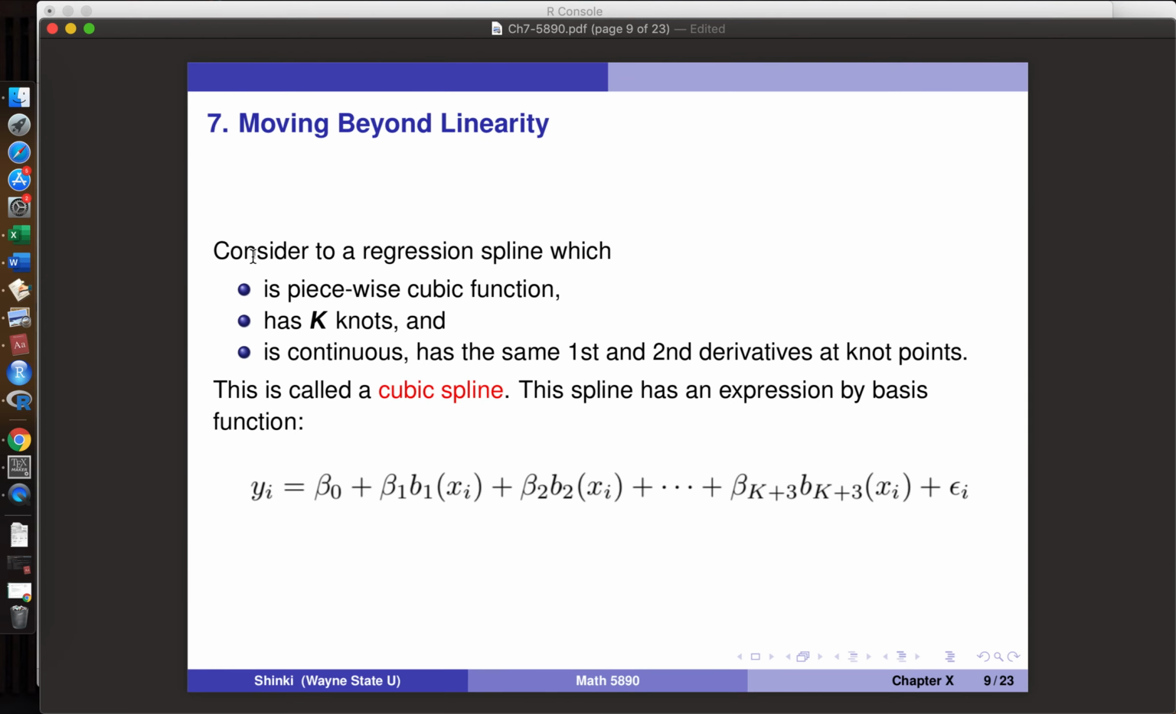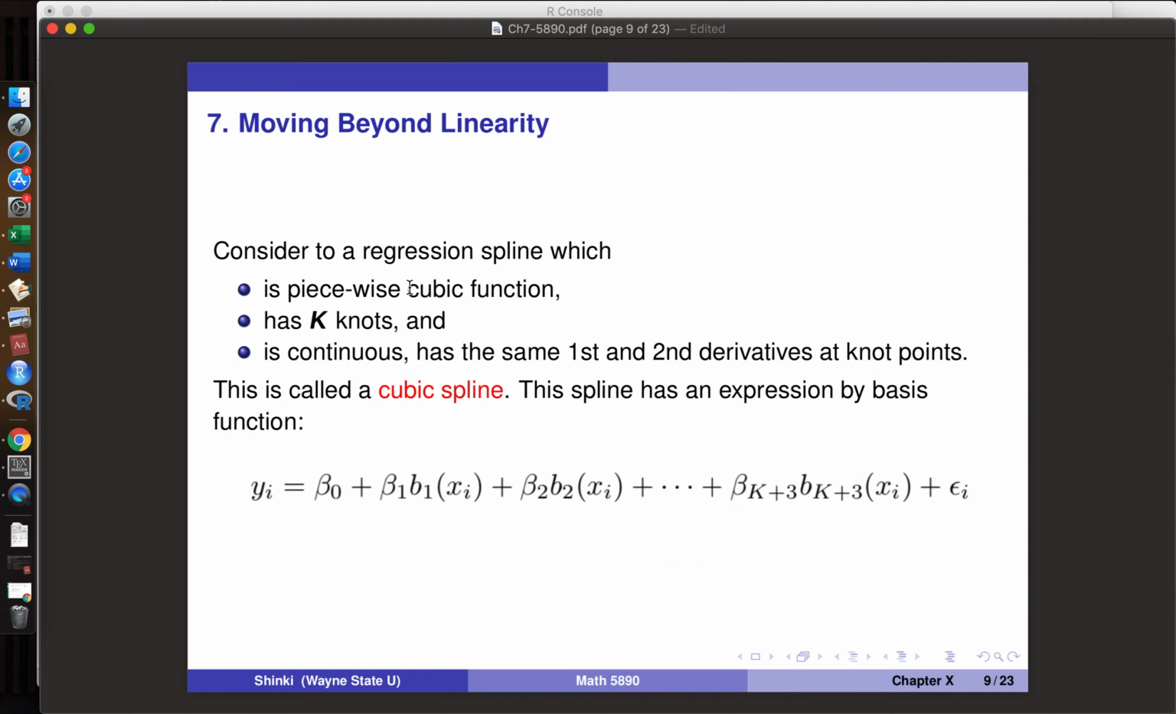Okay, so consider a regression spline which is a piecewise cubic function and that has k nodes. So in the previous slide, we only had one node at x equal to c, but now we have many nodes, the k nodes, and it is continuous and has the same first and second derivatives at node points. Then this is called a cubic spline, and this spline has the expression by basis function here.